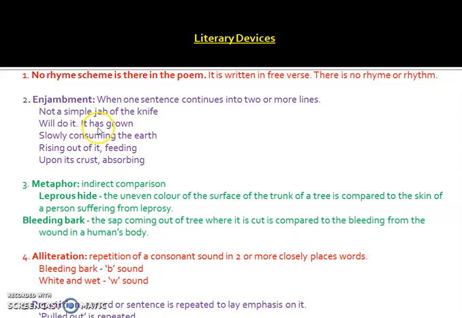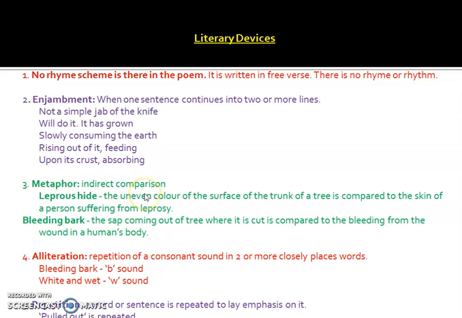Now look at this one. It has grown, slowly consuming the earth, rising out of it, feeding upon its crust, absorbing, and continues. So you see, the second verse has occupied four lines. So this is what the device enjambment means: when one sentence continues into two or more lines.